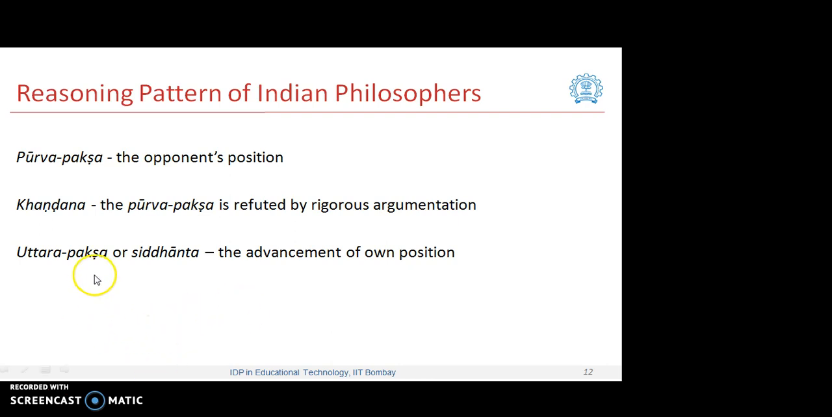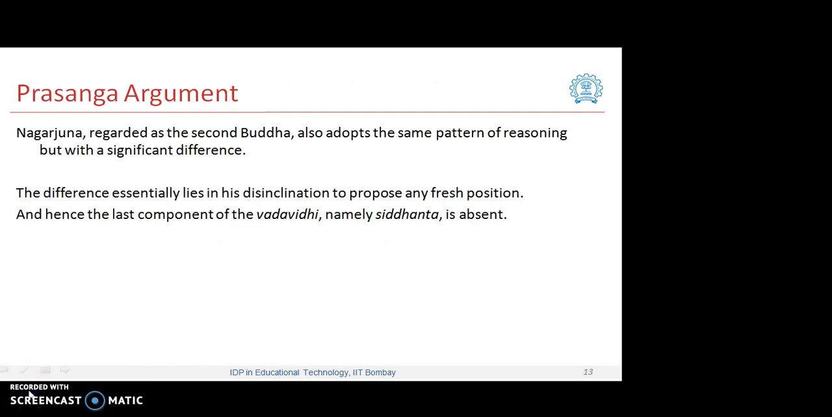But it is not necessary that each and every thinker follows this. Nagarjuna, who is regarded as the second Buddha, also adopts the same pattern of reasoning as mentioned earlier, but there is a significant difference in his pattern of argumentation. The difference essentially lies in his disinclination to propose any fresh position, and therefore the last component of this reasoning, namely Siddhanta, is absent.